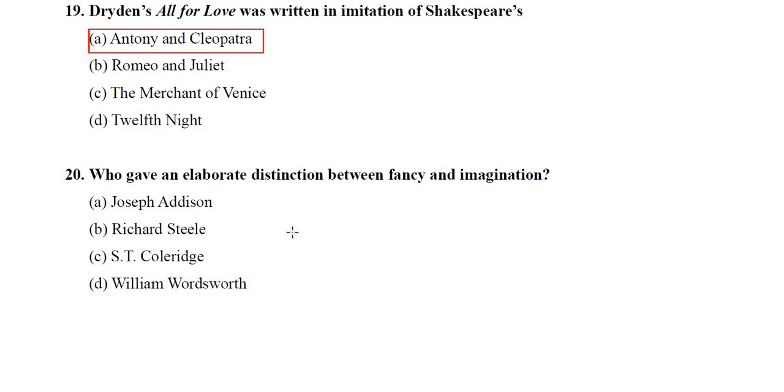Joseph Addison, Richard Steele, S.T. Coleridge, William Wordsworth. Its answer is S.T. Coleridge. So it is S.T. Coleridge in Biographia Literaria who coined the phrase willing suspension of disbelief. Then he is the person also who has divided fancy from imagination.